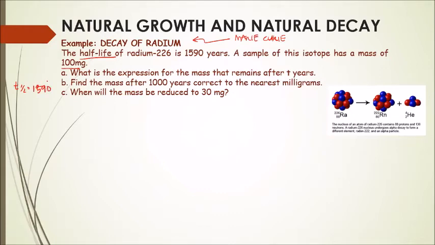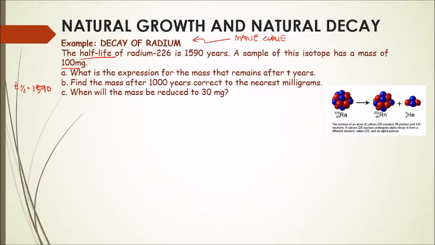1,590. And then there's a sample of this isotope that has a mass of 100 milligrams. So the first one that we're looking for is what is the expression for the mass that remains after t years. So it says expression, because we don't have values yet. Again, this is natural decay, by the way, because it is reducing.